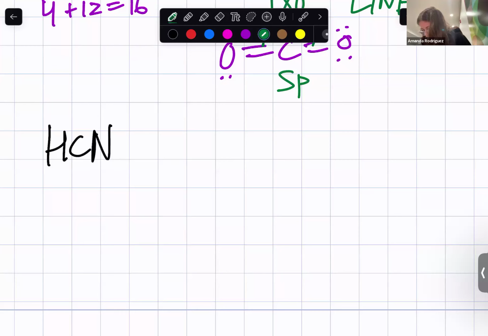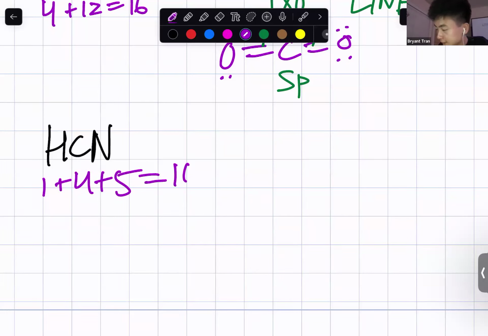That is correct. Yeah. Nice, nice, nice, Amanda. 1 plus 4 plus 5 is 10. And then you drew it correctly, which is going to be like this.